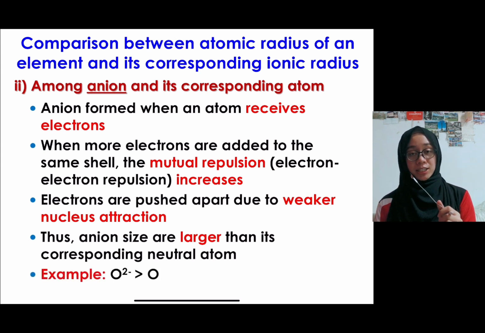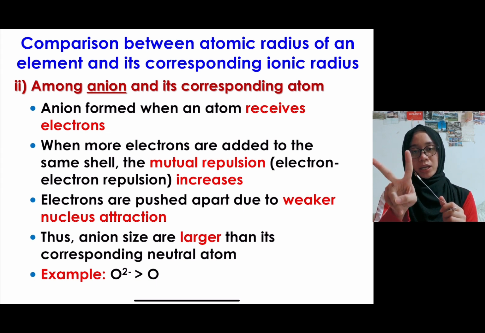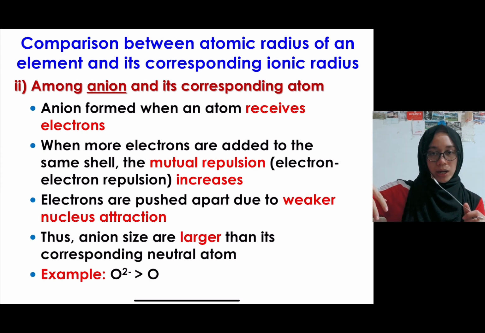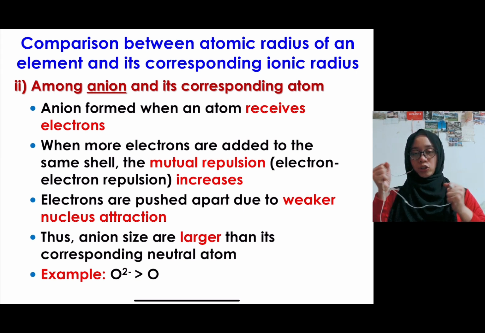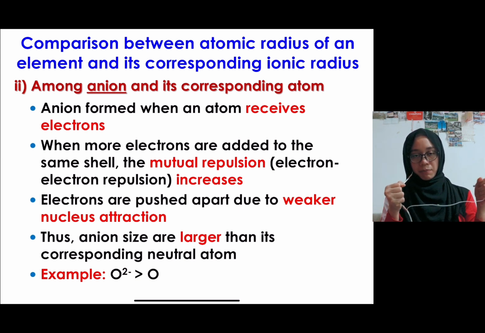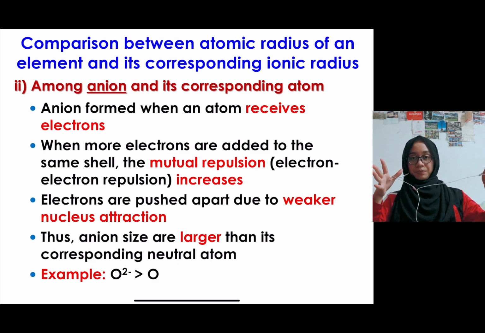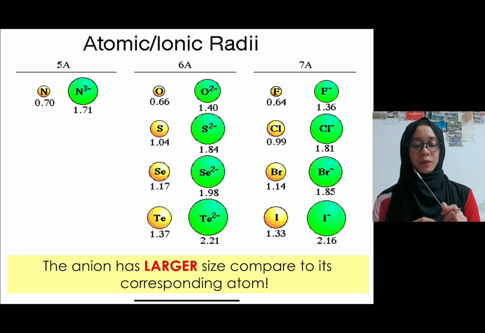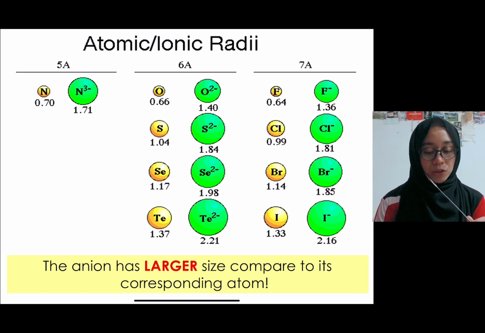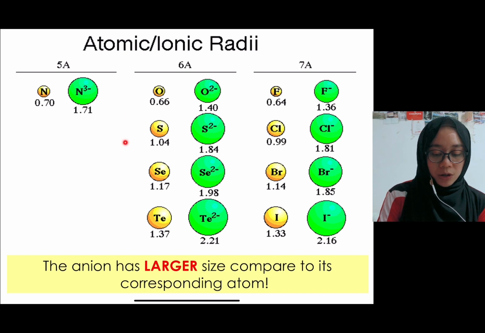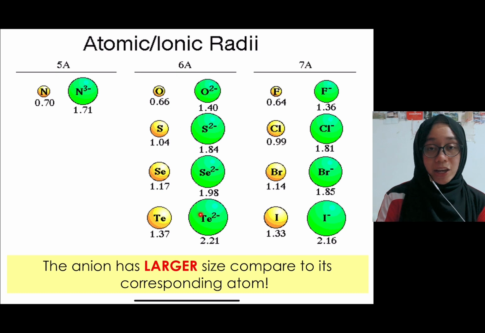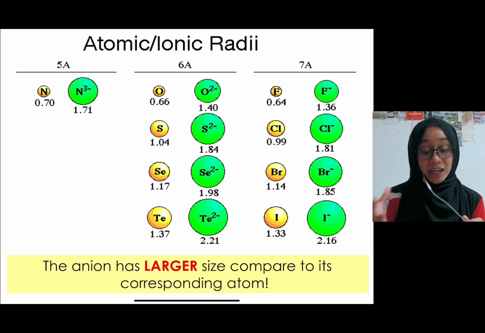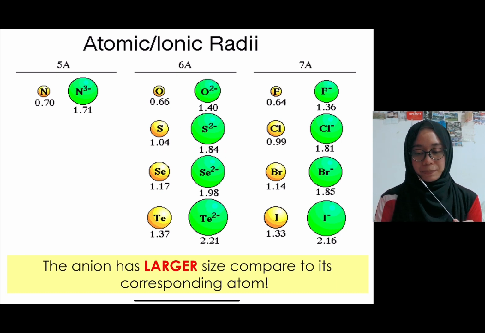For example, macam oksigen. Oksigen, oxide ion kan? Ada oxide ion. Oxide ion bermaksud dia terima 2 lagi elektron. So in order untuk letak 2 elektron tu nanti, so elektron tu akan repel with one another tau. Bila dia repel with one another, that's why size dia jadi makin besar. Okay, so ini adalah contoh size of kita punya atom kepada dia punya anion. So the one in yellow is the atom, meanwhile the one in green is the anion. Okay, so as you can see the size is larger compared to the atom.